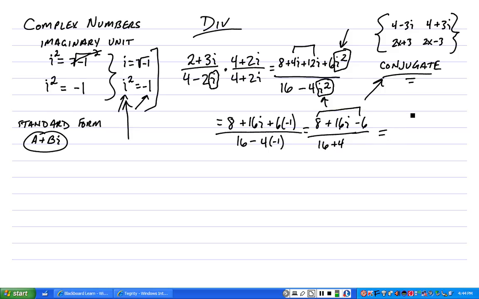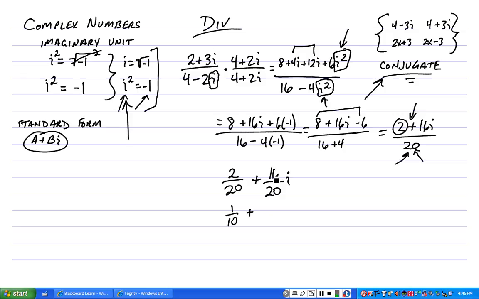Like terms here and here. 8 minus 6 is 2 plus 16i over 16 plus 4, which is 20. So here you go. But remember, we like to write our answer in standard form. So what we do is we take the 2, write it over the 20 in the bottom, plus, because you see the plus sign right there, then we take the 16 and write it over the 20 in the bottom, and we stick the i on the end of that because it's right there. Now 2 over 20 reduces down to 1 over 10 plus 16 over 20.